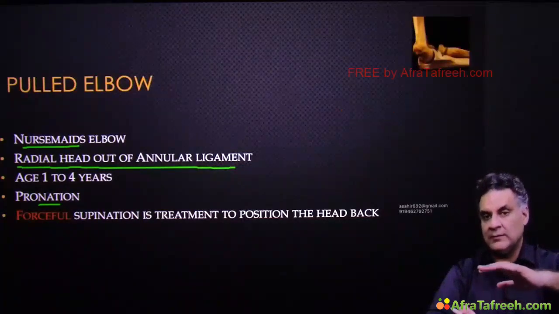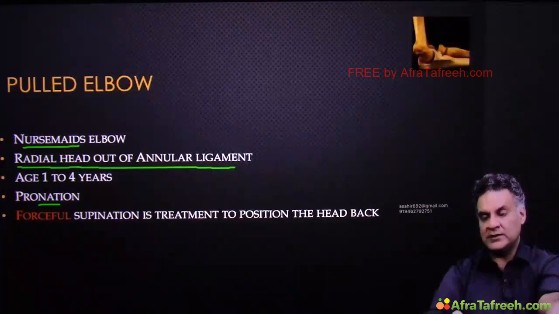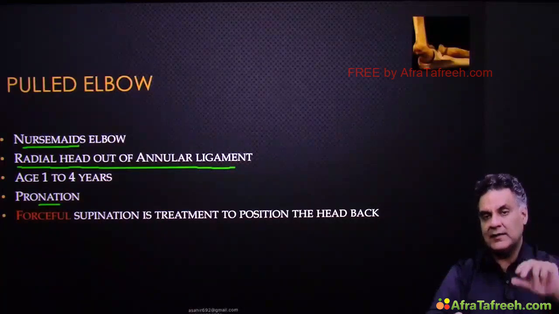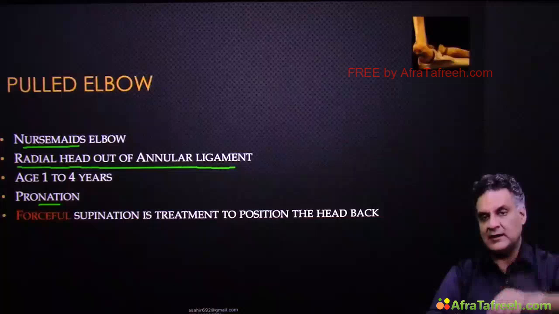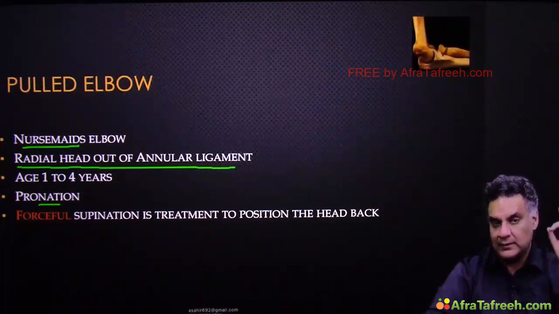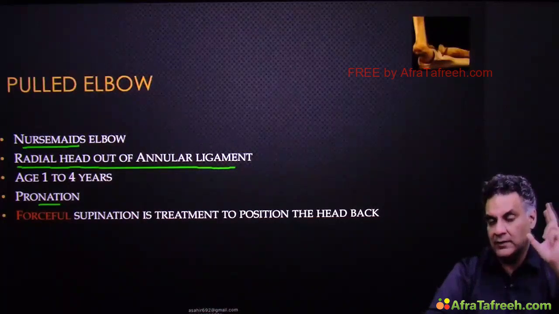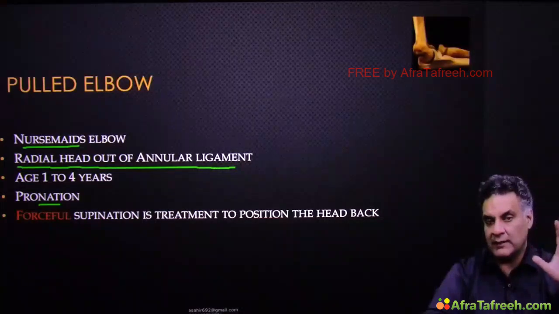The X-ray is almost normal, but the treatment is forceful supination. The moment you do that and then you flex it, you'll hear a click of the head of the radius coming inside the annular ligament. Pick the points. Number 1, traction on the elbow. Age group 1 to 4. Forearm pronation.